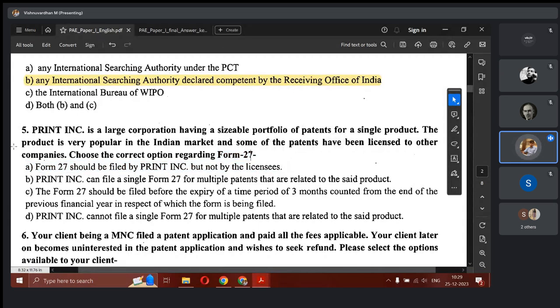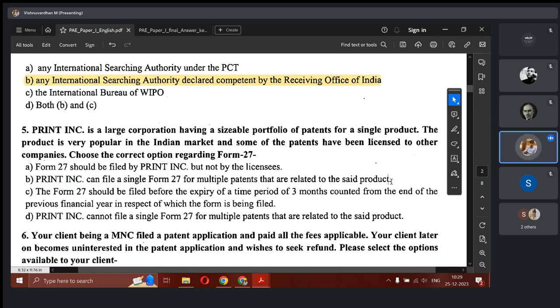But as far as this question is concerned, Print Inc. has all this. So it has multiple patents. And what is the correct option regarding Form 27? Let's see the options. Form 27 should be filed by Print Inc., but not by the licensees. Firstly, this is correct. Okay. Form 27 does not need to be filed by the licensees as far as I am aware, because the holder of the patent, the applicant, only has to file. Next, Print Inc. can file a single Form 27 for multiple patents that are related to the said product.